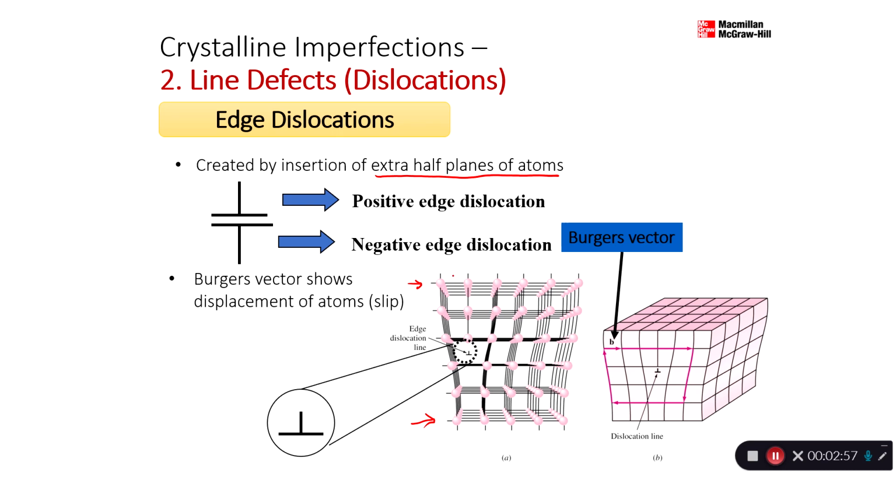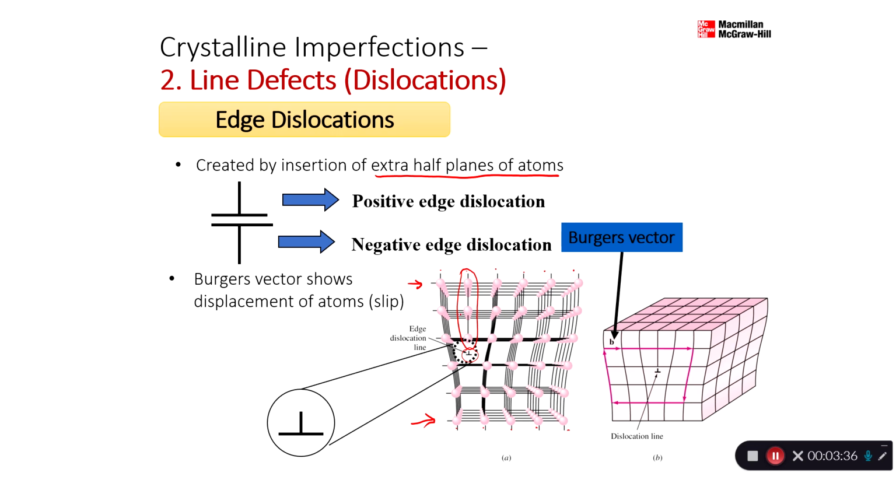If you count, the top layer has 1, 2, 3, 4, 5, 6 columns, and the bottom has 1, 2, 3, 4, 5. When did it change? From this point onwards. So this is the half plane of atoms that has been inserted into this structure. From the symbol, you can see that this is called a positive edge dislocation. It's being inserted from the top. So this is a positive edge dislocation.